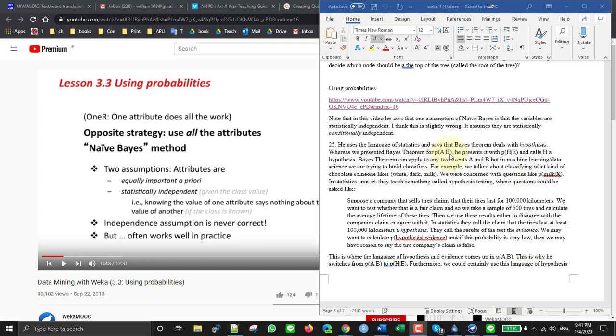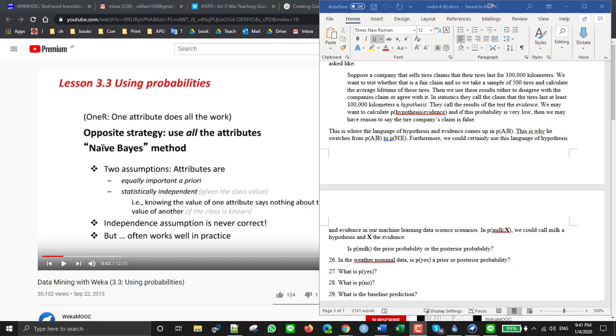That is the probability of A given B. So it's just different kinds of applications, slightly different language. But the math is the same. So this is why he switches from this notation to this notation, because he's using the hypothesis and evidence language.